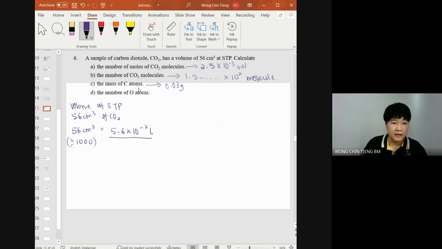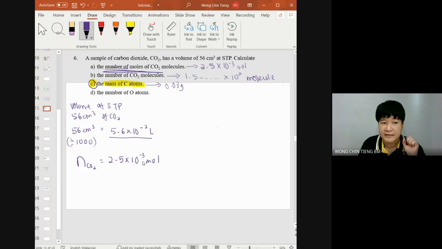Next, we are looking at question C right now. Mass of carbon atom. The question asks for mass but only the mass of the carbon atom, not everything. So we need to use the number of mole of carbon dioxide molecule that you calculated just now. In question A the number of mole is 2.5 times 10 to the power of negative 3. That's why I asked for the answer. It's already calculated.